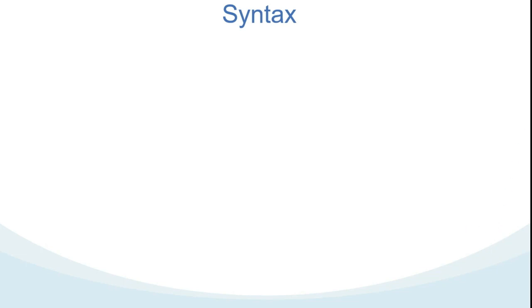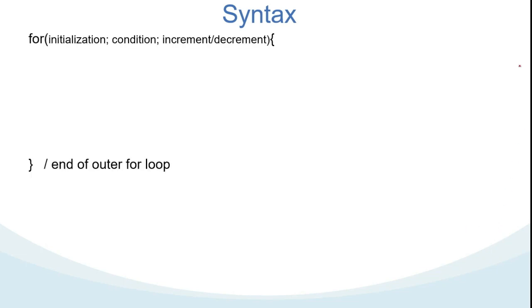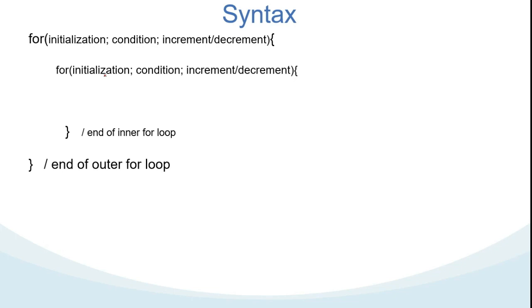We start with the outer block of for loop, the same as the previous syntax: initialization, condition, increment or decrement, and then closing for loop. And then inside we have the inner block of for loop. Here is the inner block of for loop with exactly the same syntax as the outer: initialization, condition, increment or decrement. And then the code that you want to be executed should be inside of the inner for loop.